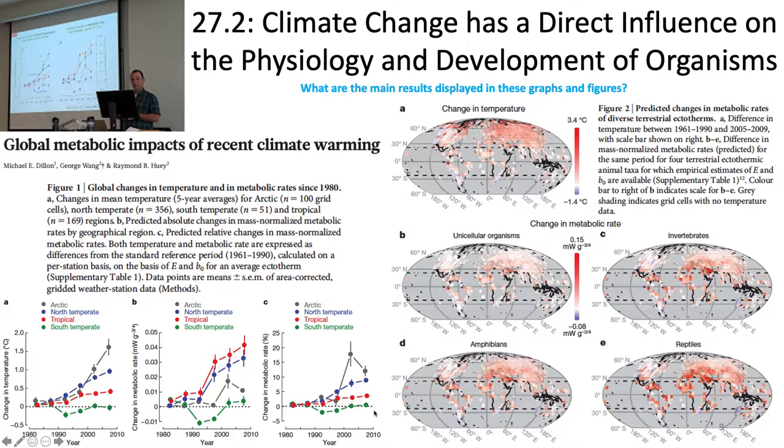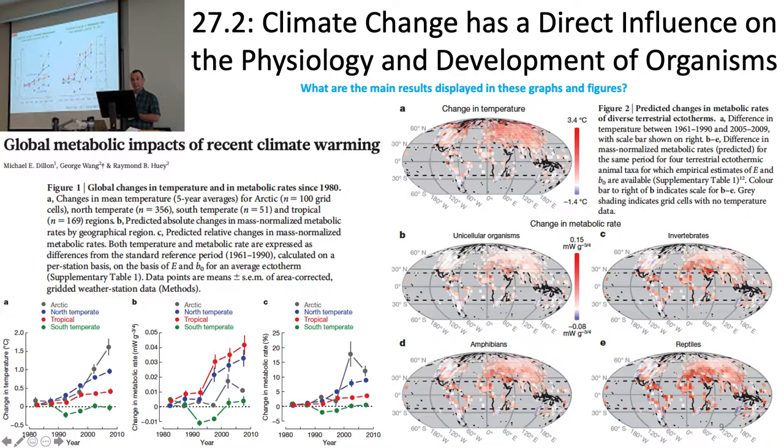And then this is another graph, I think from that same paper by Michael Dillon, showing predicted changes in metabolic rates of ectotherms. This is just the change in temperature across the globe, with greater temperature increase here, as we already know. But you see bigger changes in metabolic rates, not in the Arctic where you see the greatest temperature change, but particularly in reptiles and invertebrates closer to the equator.